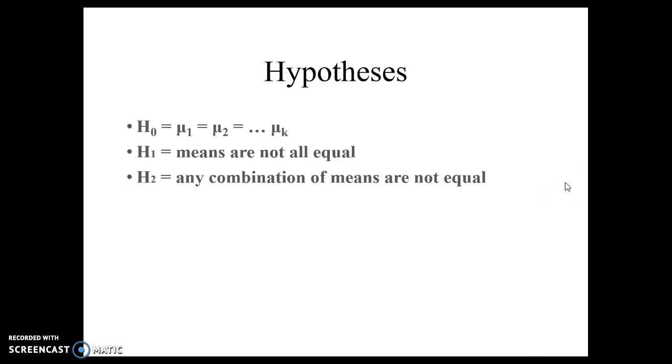You can also do a research hypothesis that is any combination of the means are not equal. So you can say A and B are equal, but not equal to C. If you decide to do that, you better have a really strong rationale and a good literature base or pilot to support that. Typically, we just say all equal or not equal.